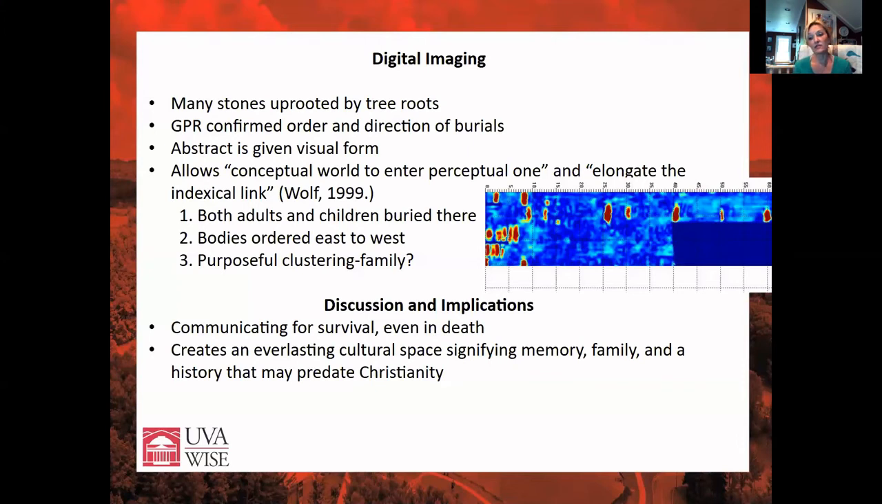But in the absence of traditional semantic symbols, the stones also represent a puzzle. So several signs came together to solve this puzzle, which we've talked about. And so then we say, if we decode these messages, we discover more than shape, size, and order. We discover a people communicating for survival the best way they could, even in death. And the stones create an everlasting cultural space signifying memory, family, and a history that may predate Christianity.